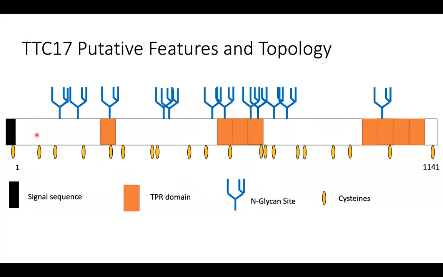So for TTC17, this is the putative topology and features. It consists of a signal sequence which targets it to the ER, 12 N-glycans, plenty of cysteines, and multiple different TPR domains. A TPR domain is a protein-to-protein interaction motif.